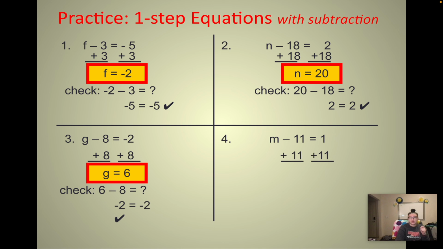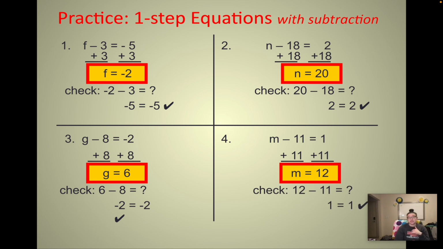And then number 4, m minus 11. The opposite, the inverse, is to add 11 to both sides. 1 plus 11 is 12. And again, we check. The biggest thing you've got to make sure you're doing is the same thing on both sides, or it will not be balanced. It will not be equal.